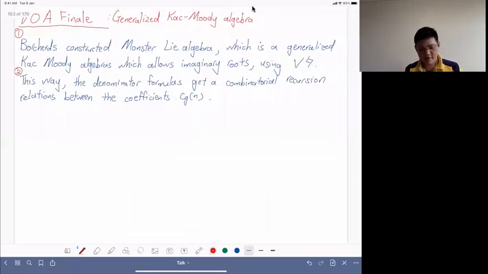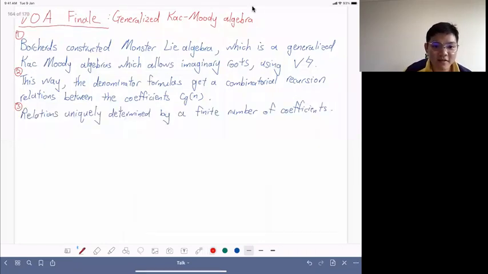In this way, you can use the character formula or the denominator formula to get a combinatorial recursion relation between the coefficients. You know what coefficient comes next using the first few. And this relation is only determined by a finite number of coefficients.